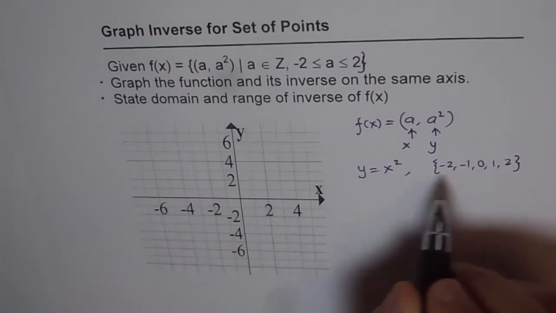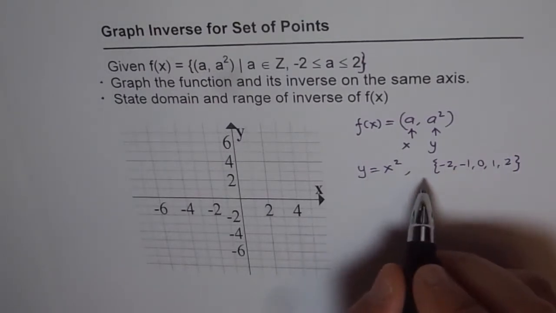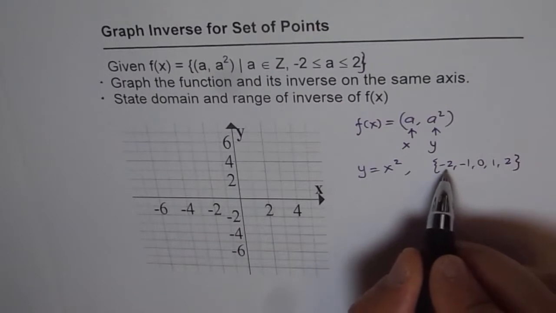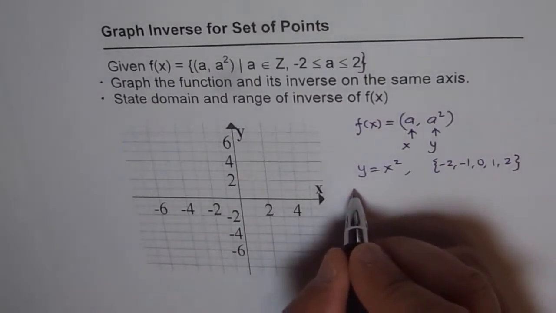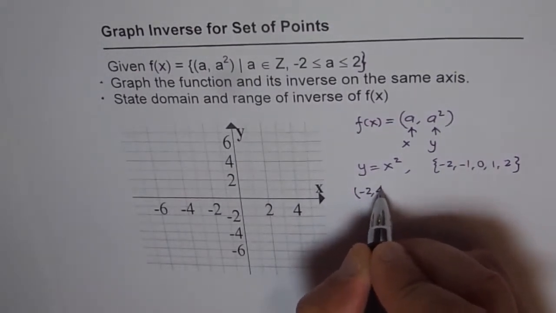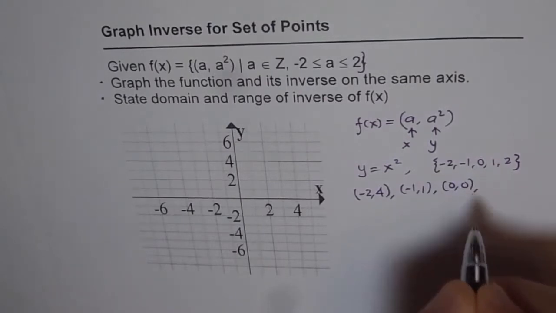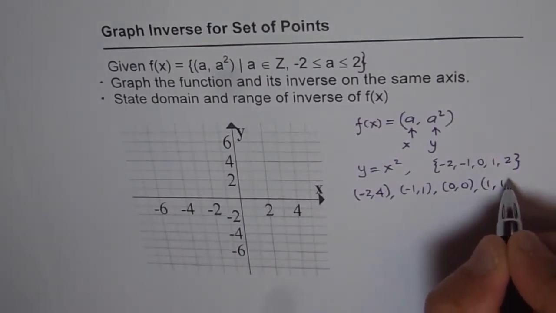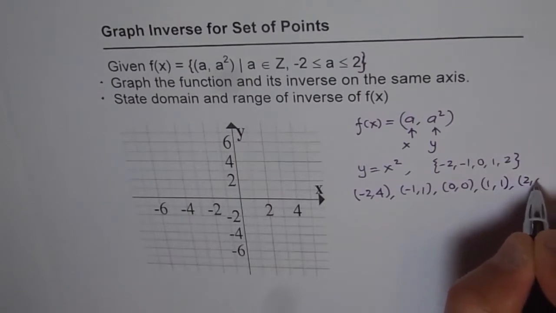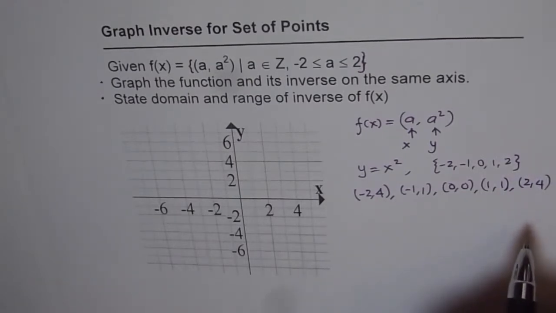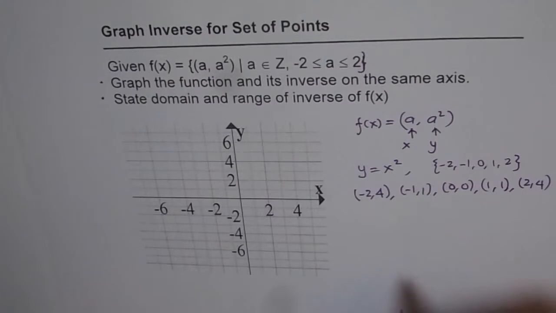Now for different values, what do we have? We have points. So if x is equal to minus 2, then y will be minus 2 squared, which is 4. With the result, we get points like (minus 2, 4), (minus 1, 1), (0, 0), (1, 1), and (2, 4). These are points very familiar to you for x squared, kind of a parabola, right? But this is not connected since we are only dealing with a set of integers. Do you understand? Let's plot them.